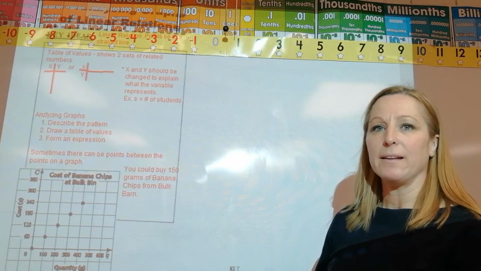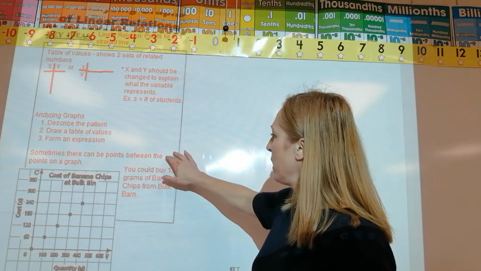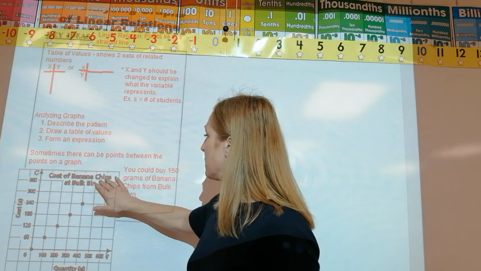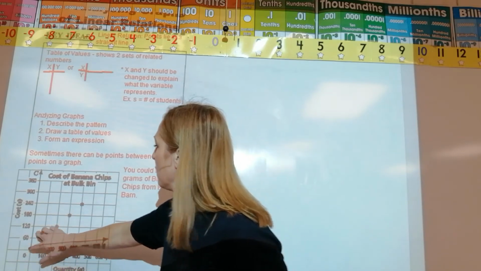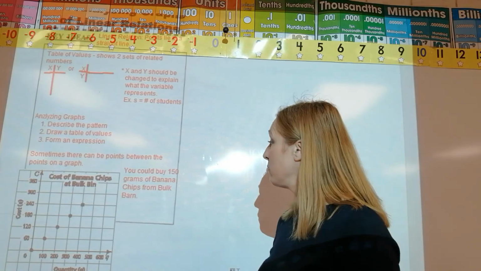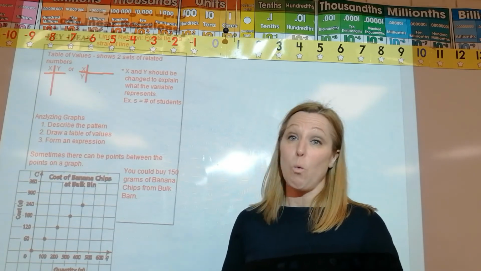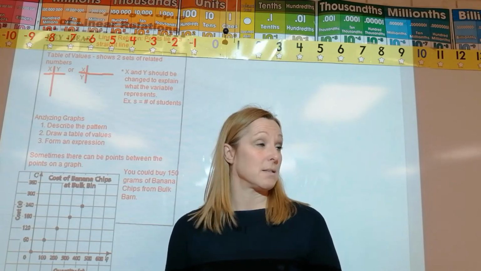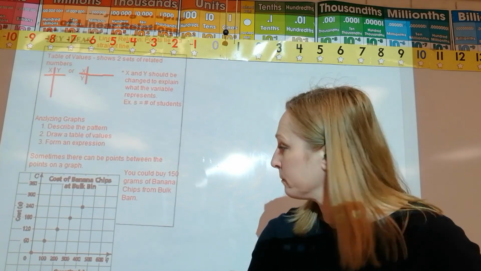You want to pause the video right now so that you can copy down the last piece that's going to go in your journal today, where it simply says that sometimes there can be points between the points on a graph. For this example, you've got the cost of banana chips at Bulk Barn, and they've got a whole bunch of different quantities here and cost. At Bulk Barn, you could buy however much you want, so you could buy 150 grams of banana chips there. Just remember, you can't always get points between the ones on a graph. You can't go to McDonald's and ask them for half a cheeseburger. They won't give you one. So as I said, pause the video, copy your notes.